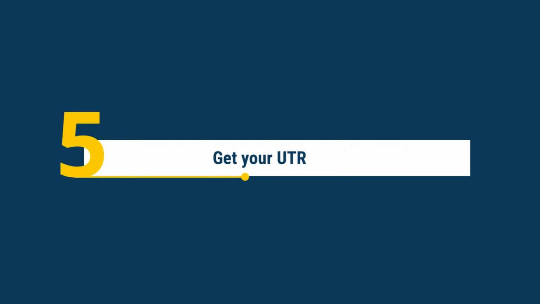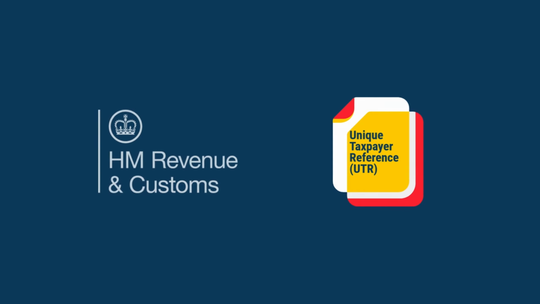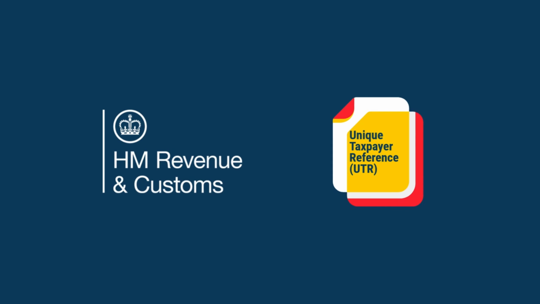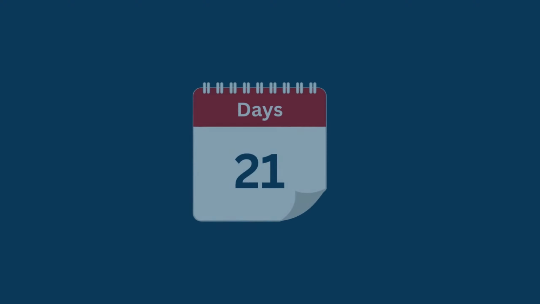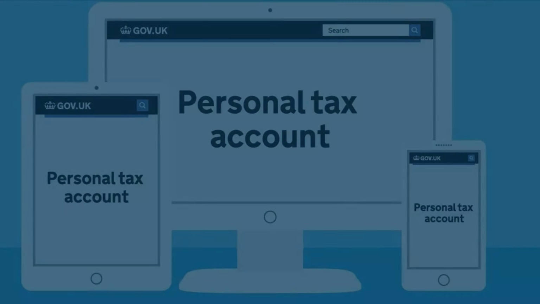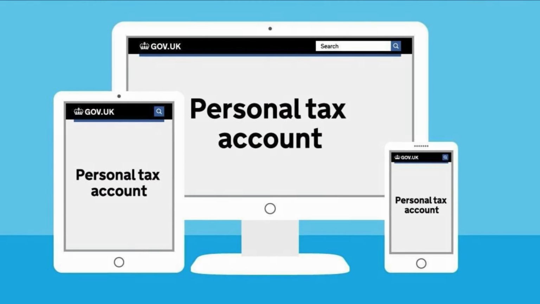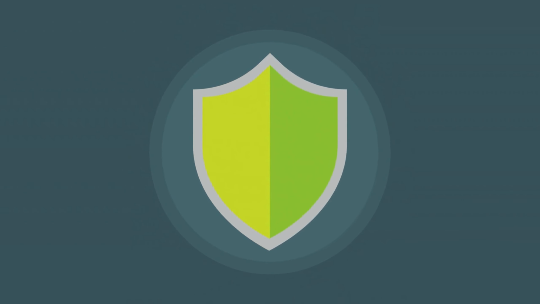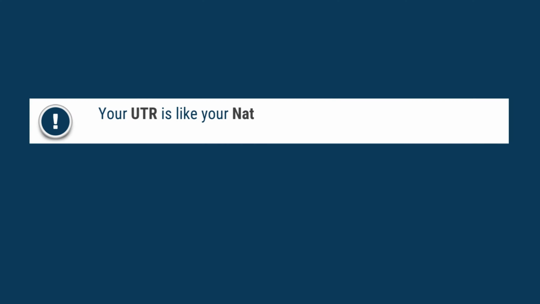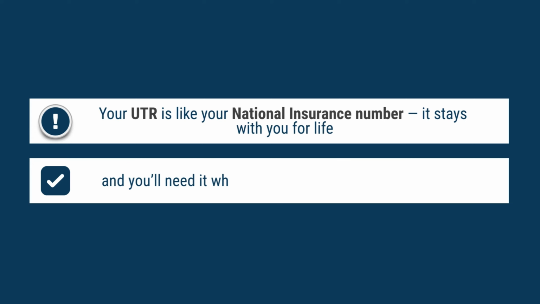Step 5. Get your UTR. After submitting, HMRC will post your unique taxpayer reference, UTR, within 15 days, or 21 days if you're abroad. You can also find it sooner by logging into your HMRC online account. Keep this safe. Your UTR is like your national insurance number. It stays with you for life and you'll need it whenever you deal with self-assessment.